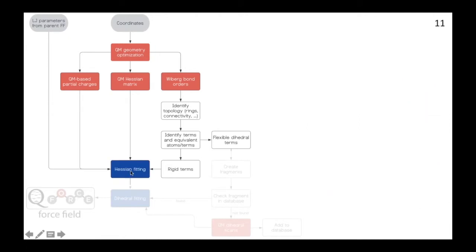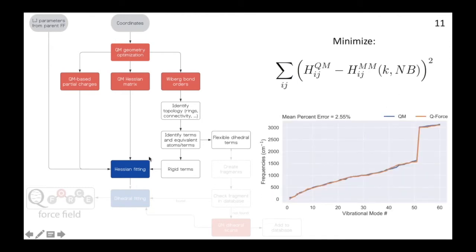But all the rigid terms are then used to do a Hessian fitting, where the MM Hessian is fitted to the QM Hessian by a least squares method. So we minimize this function. And consequently, we obtain the rigid force field parameters. And QForce at this stage automatically provides this plot where you can see the correspondence of the vibrational frequencies between the QM method and the QForce method. This will be provided automatically at every run.